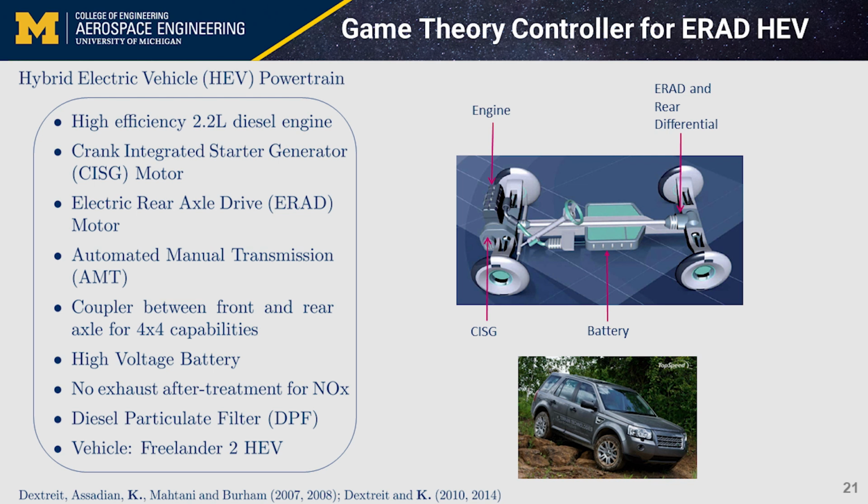There were interesting things done on the transmission side, an automated manual transmission. There was also a coupler between front and rear axle for 4x4 capabilities, and a high voltage battery. And on the aftertreatment side, diesel engines also run lean, and you typically need some kind of lean aftertreatment, an AdBlue type of system. But in this particular case, we were interested in running without aftertreatment for NOx, but having aftertreatment for particulates. So there was a diesel particulate filter.